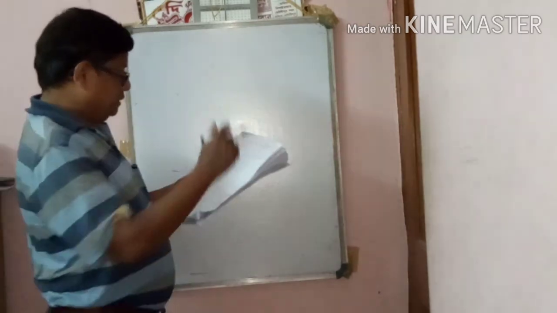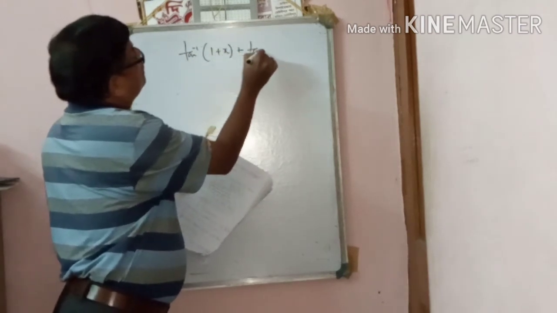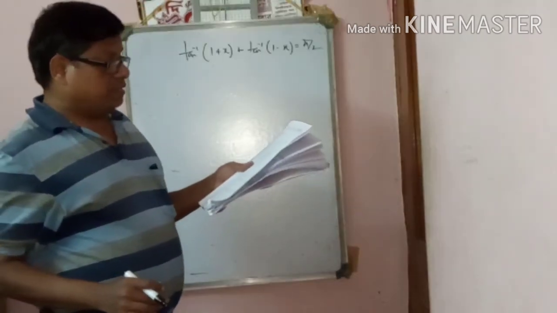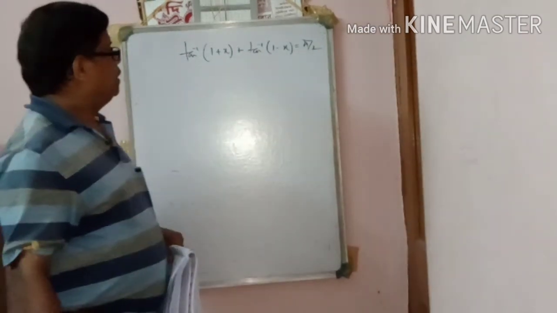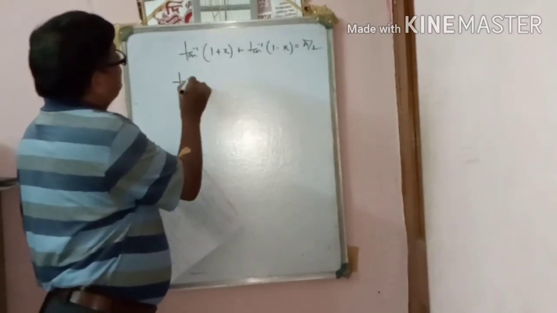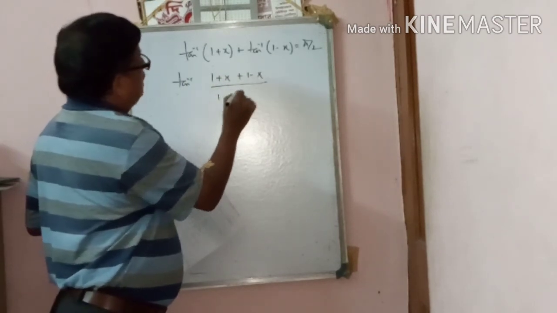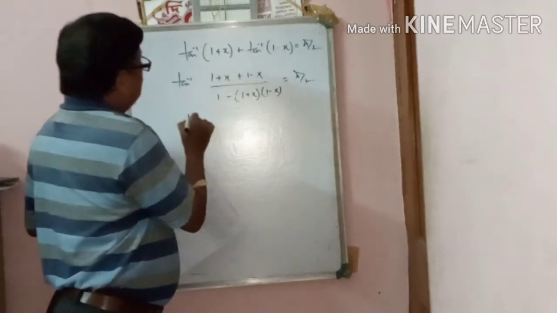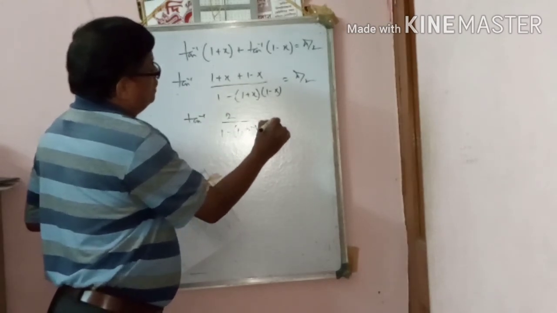Next one. Suppose tan inverse of 1 plus x plus tan inverse of 1 minus x equals pi by 2 is given. Then x equals: options are 1, minus 1, 0 and half. What is the option? All of the formula is there. So you can write tan inverse of (1 plus x plus 1 minus x) by (1 minus (1 plus x) into (1 minus x)) equals pi by 2. So write tan inverse 2 by 1 minus x square equals pi by 2.